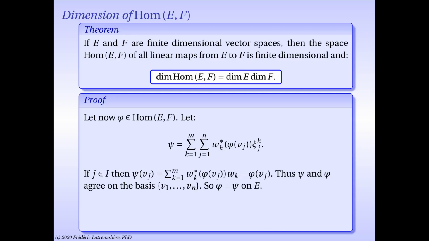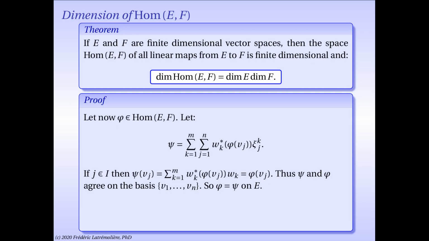What's interesting here is to note what happens if you calculate psi at v sub j for j between 1 and n. Now remember that the linear function xi superscript k subscript j by definition is 0 when evaluated at v sub l for l not equal to j, but it is actually equal to wk when l equals j. Therefore, if I plug v sub j in this expression, what I'm left with is a sum for k equals 1 to m of w star k applied at phi evaluated at v sub j times the vector w sub k. And if you recall one of the main properties of dual basis, this linear combination of the vectors w sub k is actually equal to phi of v sub j.